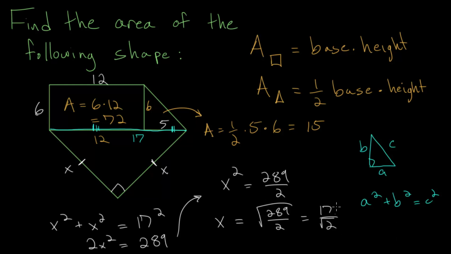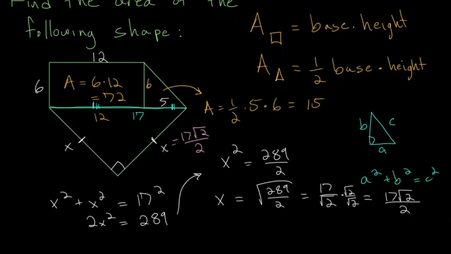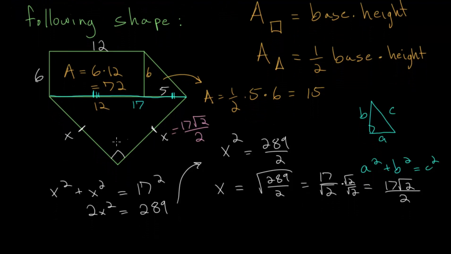Now, if we want, we can even rationalize this. We can multiply top and bottom by root 2 so that we get the square root out of the denominator. Since in the top we'll get 17 root 2, and in the bottom, root 2 times root 2 is just 2. Now, with this information, we now know the lengths of each of these legs. These are each 17 times the square root of 2 over 2. Let me make just a bit more room. And we need to find the area of this triangle.